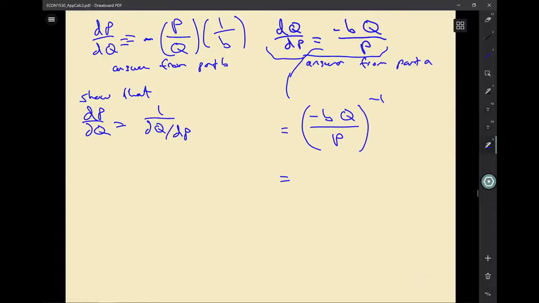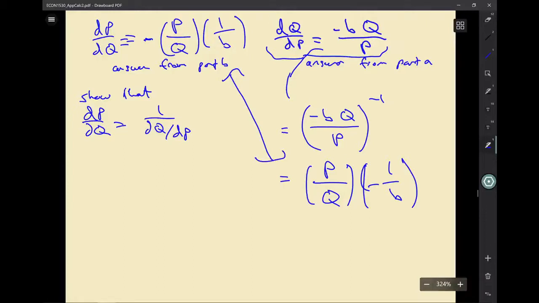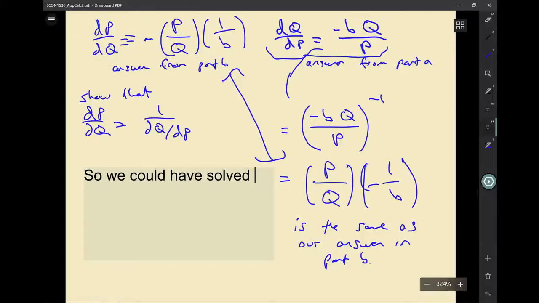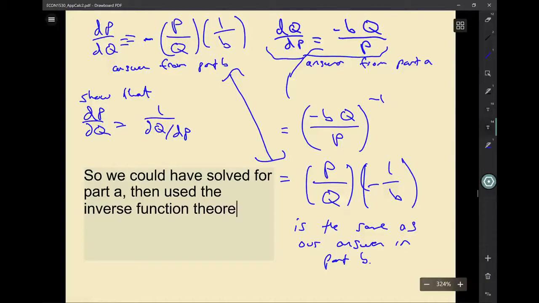It's going to be equal to Q over P, times negative B. And that is the same as our answer in part B. So we could have solved for part A, then used the inverse function theorem to find the answer to part B.